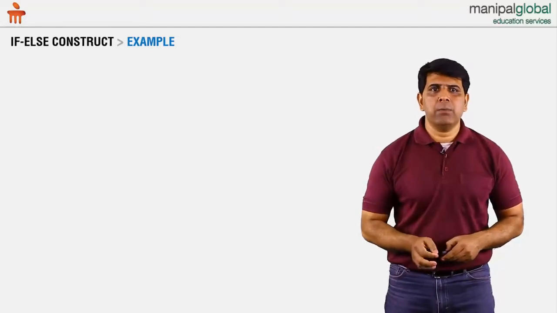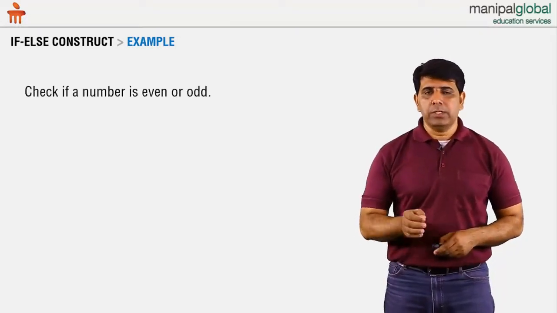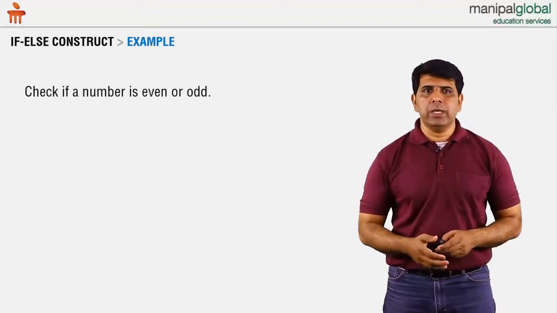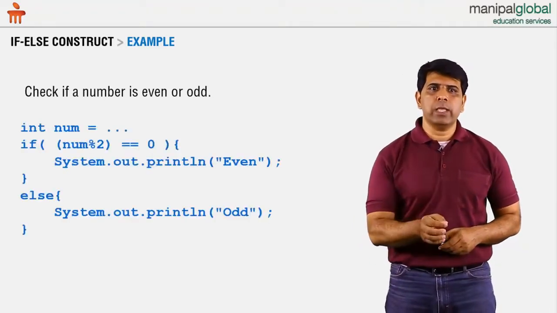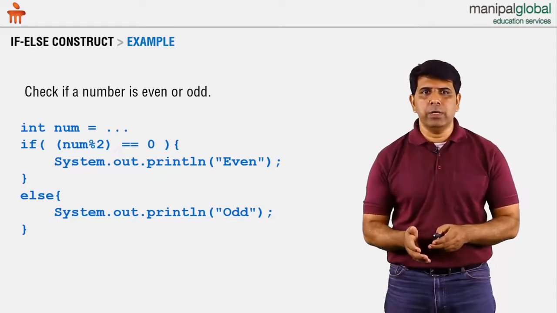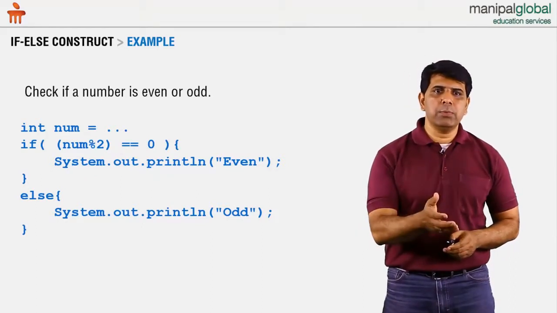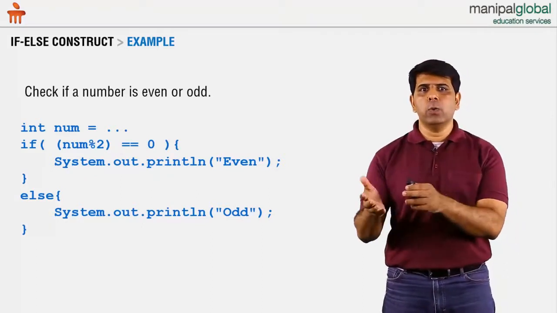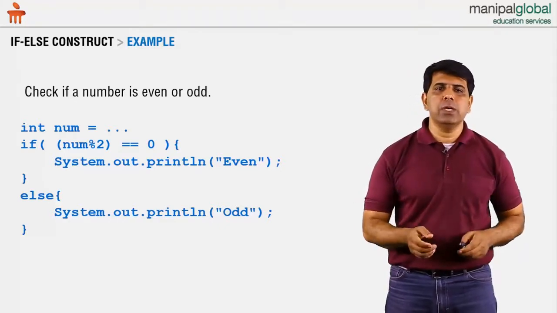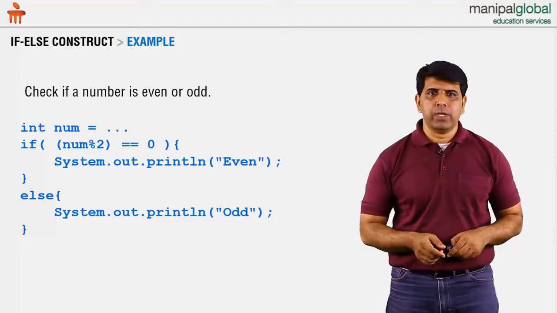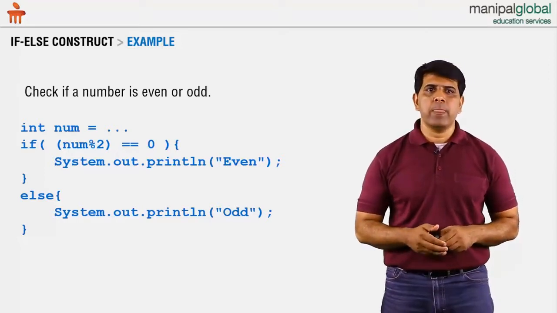Now let's take the same example once again, but this time we also want to do something if the number is odd. So we check the number for divisibility by 2, and if it's divisible, the remainder is 0, we print even. However, when the condition fails, we go to the else block and print that the number is odd.